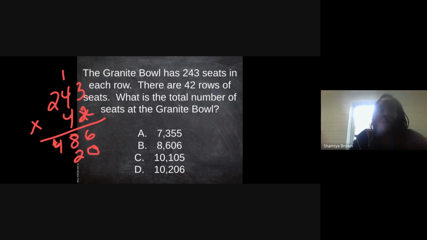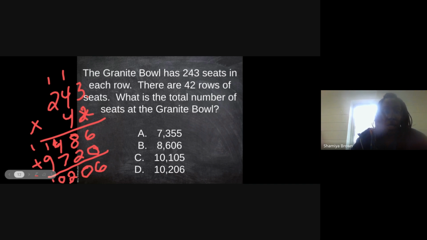Then I do 4 times 4. It is not 8. It's 16. Plus 1 is 17. Put my 7, carry my 1. Then I do 2 times 4 plus the 1 will give me 9, because 2 times 4 is 8 plus 1 is 9. Add that up. Get 6. I get 10. Get 11. I get 12. And I get 10. So 10,206 would be my answer.